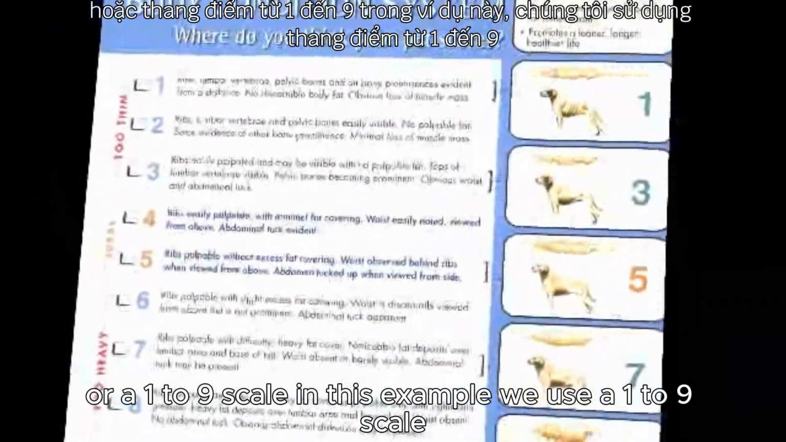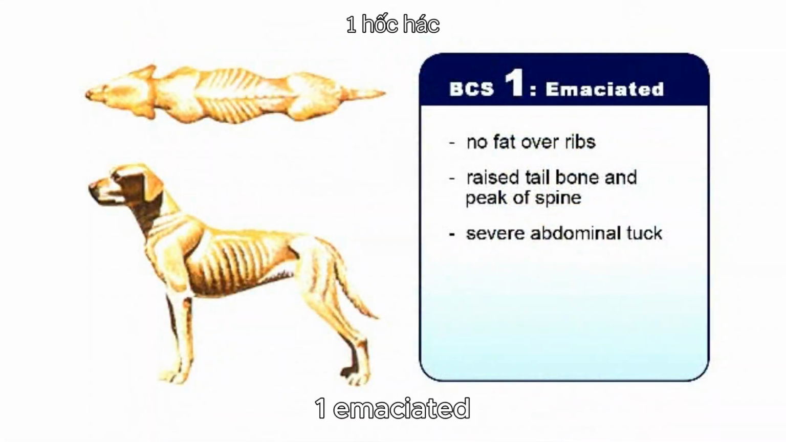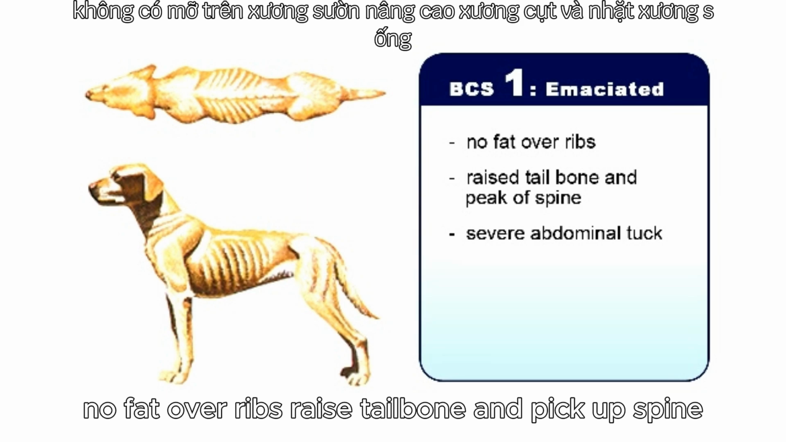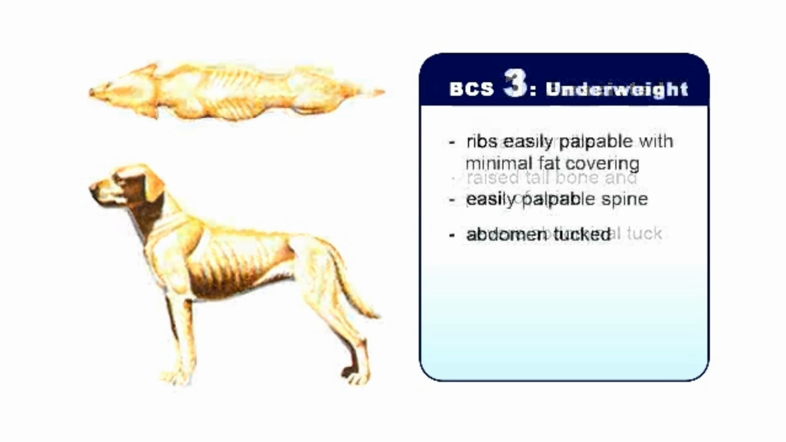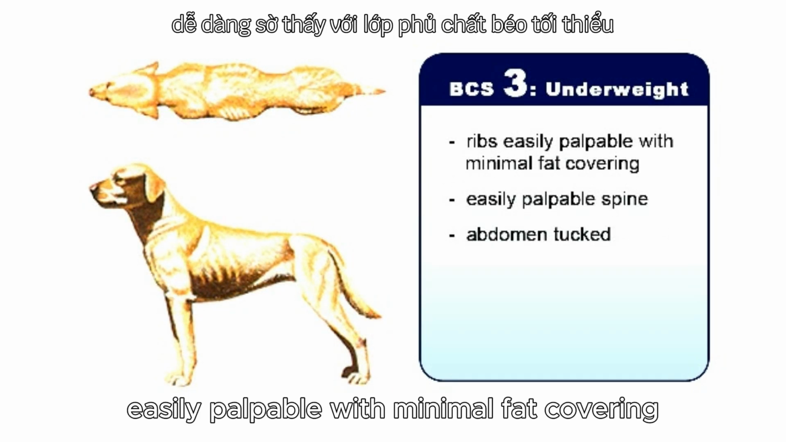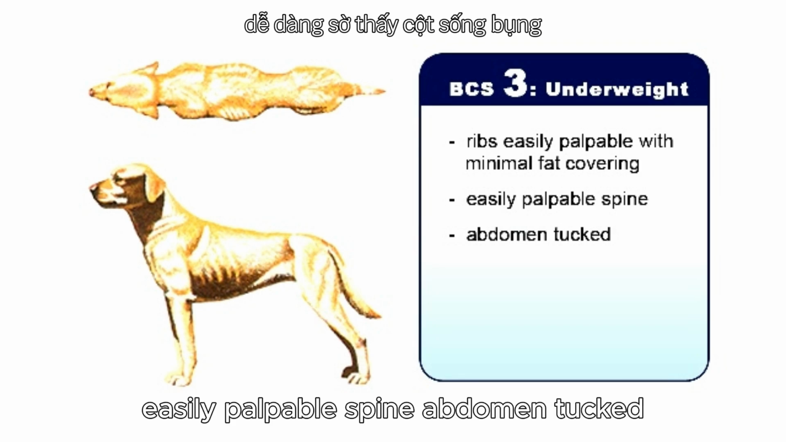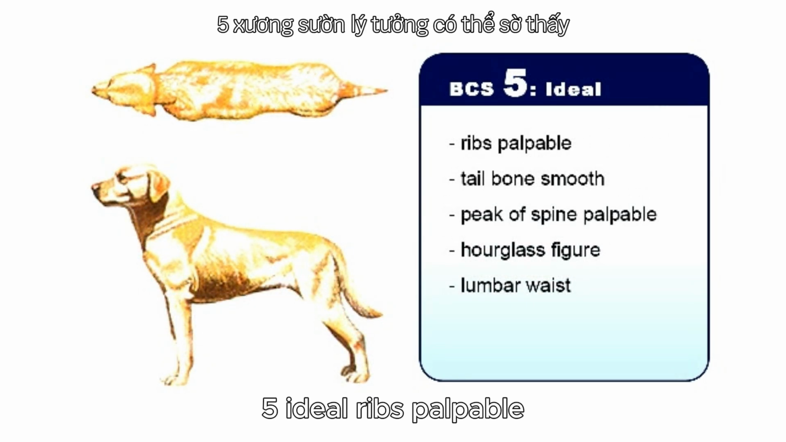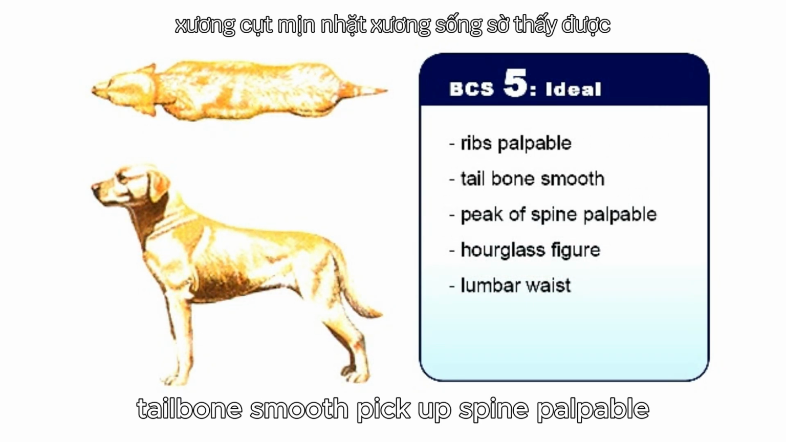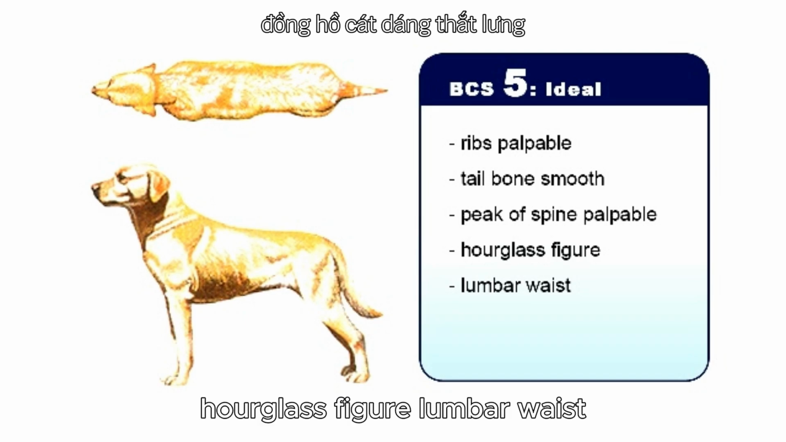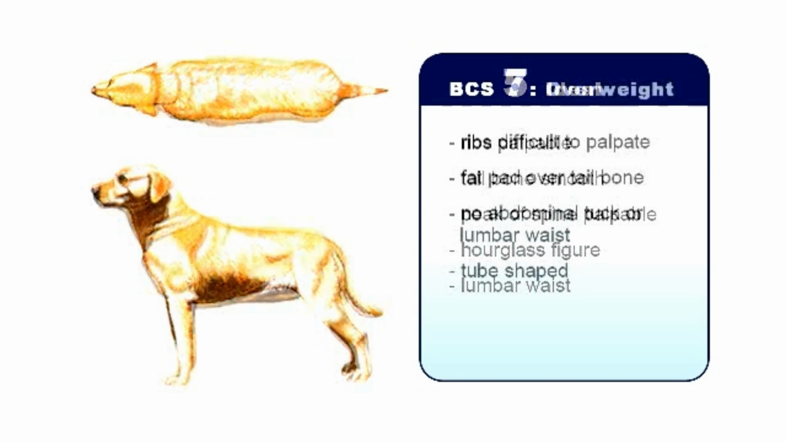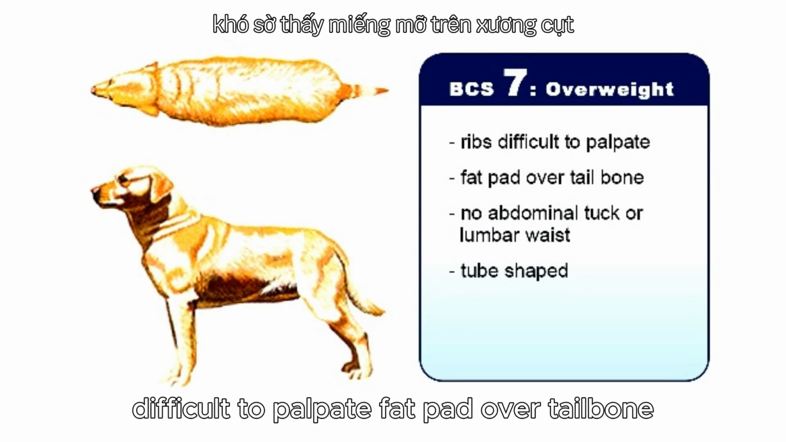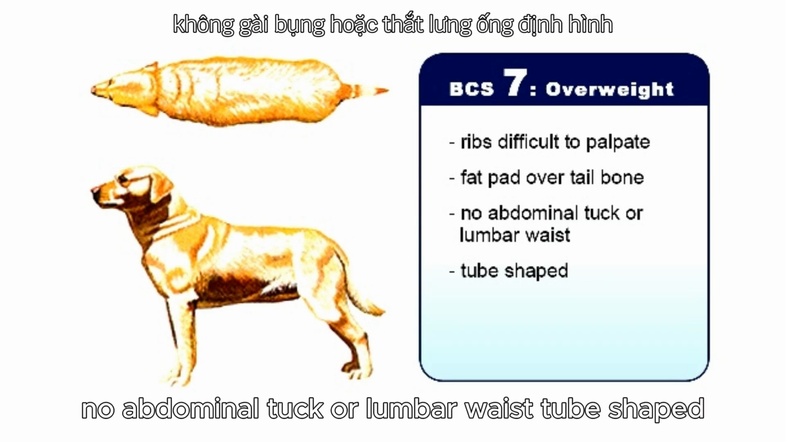In this example, we use a 1 to 9 scale. 1. Emaciated. No fat over ribs. Raised tailbone and peak of spine. Severe abdominal tuck. 3. Underweight. Ribs easily palpable with minimal fat covering. Easily palpable spine. Abdomen tucked. 5. Ideal. Ribs palpable. Tailbone smooth. Peak of spine palpable. Hourglass figure. Lumbar waist. 7. Overweight. Ribs difficult to palpate. Fat pad over tailbone. No abdominal tuck or lumbar waist. Tube-shaped.